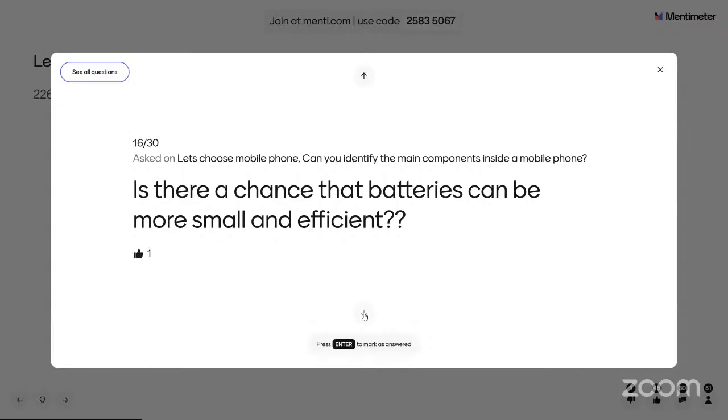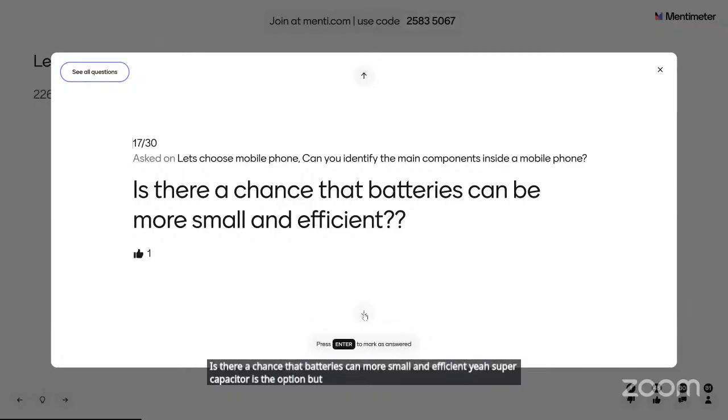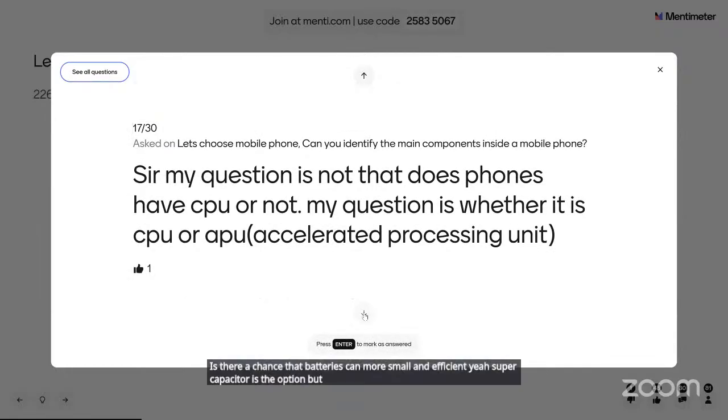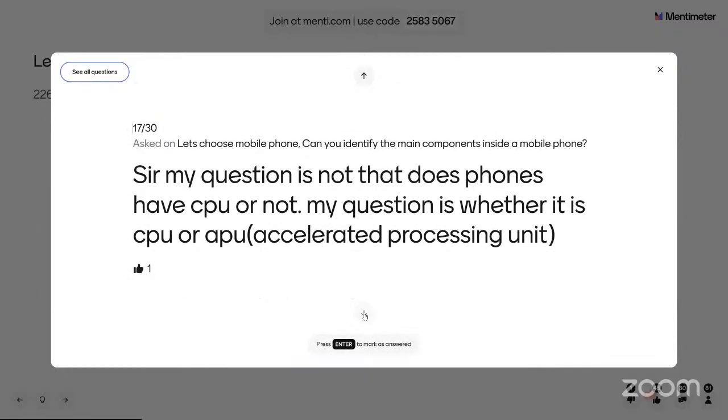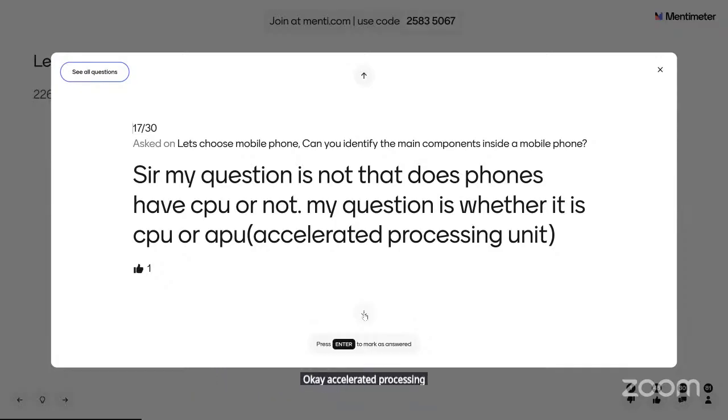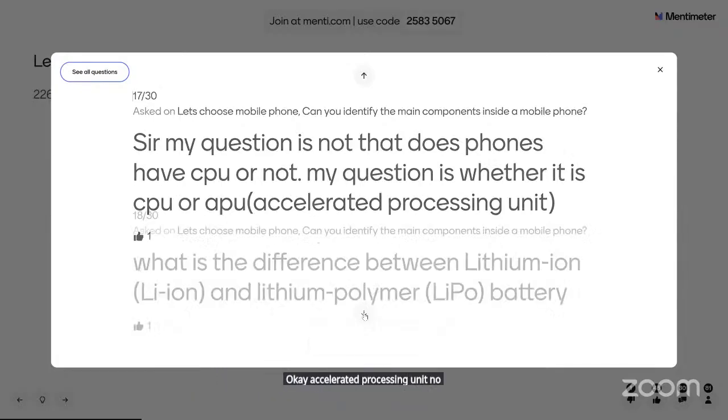Is there a chance that batteries can be smaller and more efficient? Yeah, supercapacitor is the option. My question is whether it is a CPU or not. Mobile phone is not a CPU. Inside the mobile phone, we have a CPU. Okay, accelerated processing unit. No.